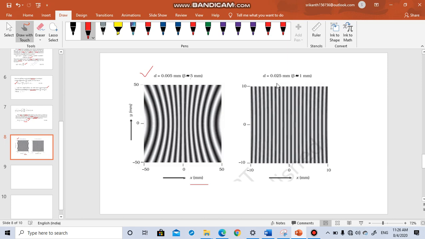Here the d value is even less, here the d value is more, it is 5 times of this actually. The second one, 0.25 microns, is 5 times the first one. You see the interference pattern has changed, but they are following a particular pattern. So this is the wave nature.